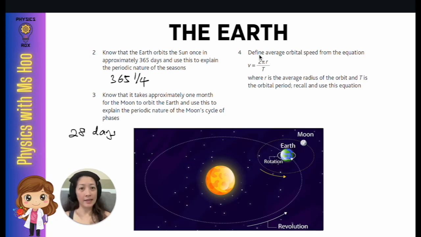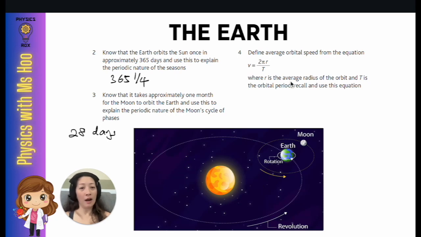So the one on top here is the distance. 2 pi r is the formula for the circumference of a circle. So the distance covered by the orbiting object is the circumference of that circle. However, as you should know by now, the orbit is actually not circular. It's actually an ellipse shape.